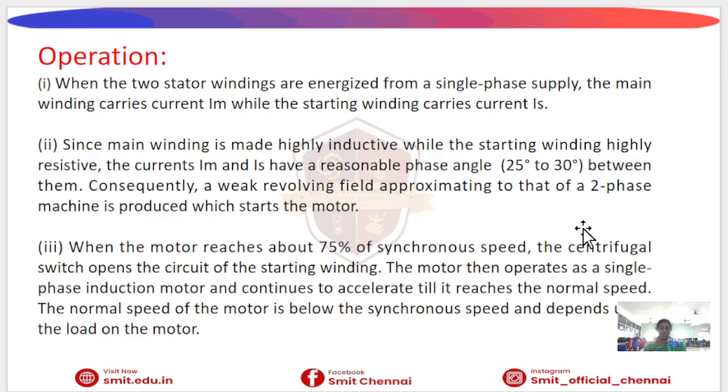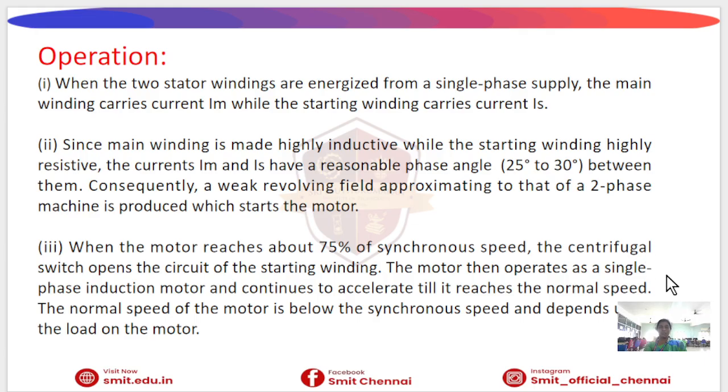First, the supply is given, then the coils get energized, and the third is the phase difference created between the main winding and starting winding. Then the rotating magnetic field is formed, so the motor starts rotating. When the motor reaches 75% of synchronous speed, the centrifugal switch opens.